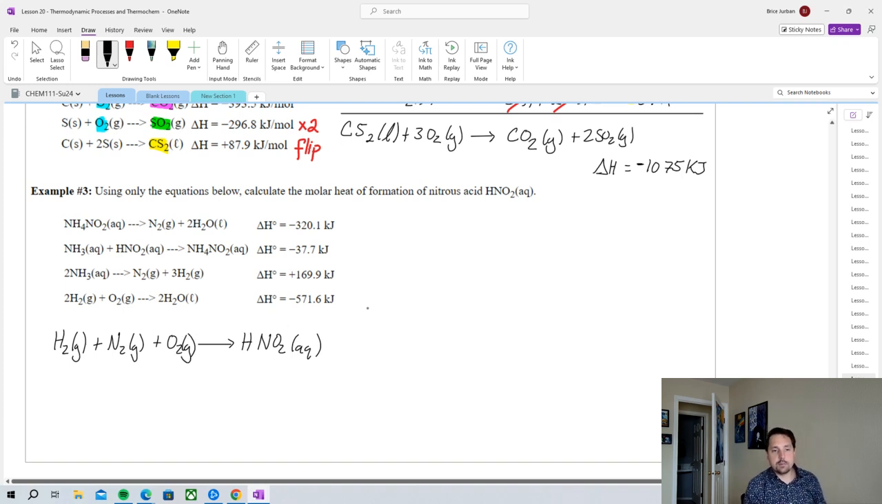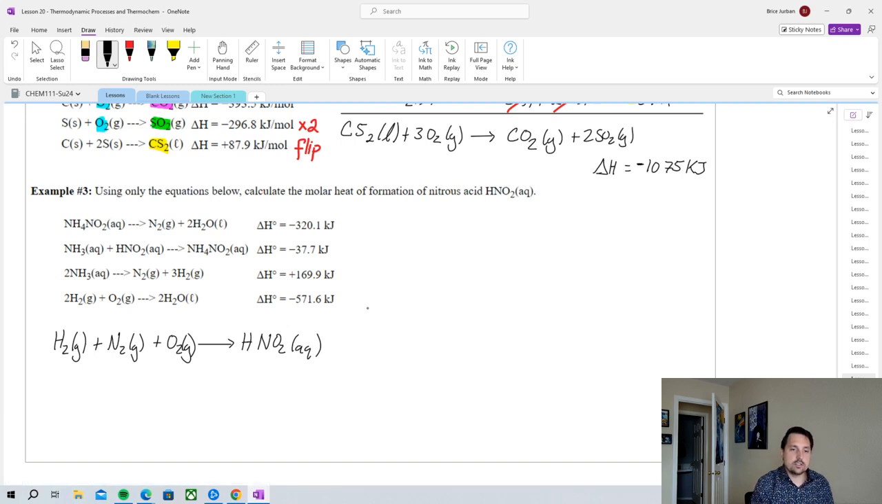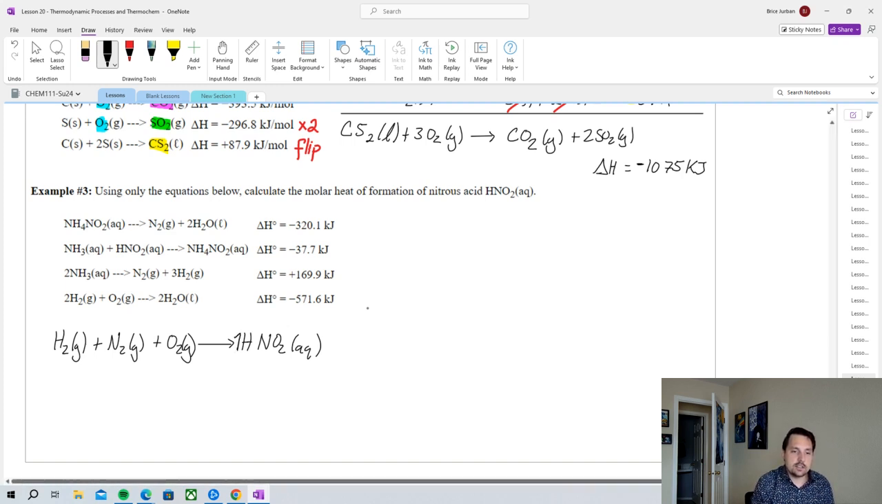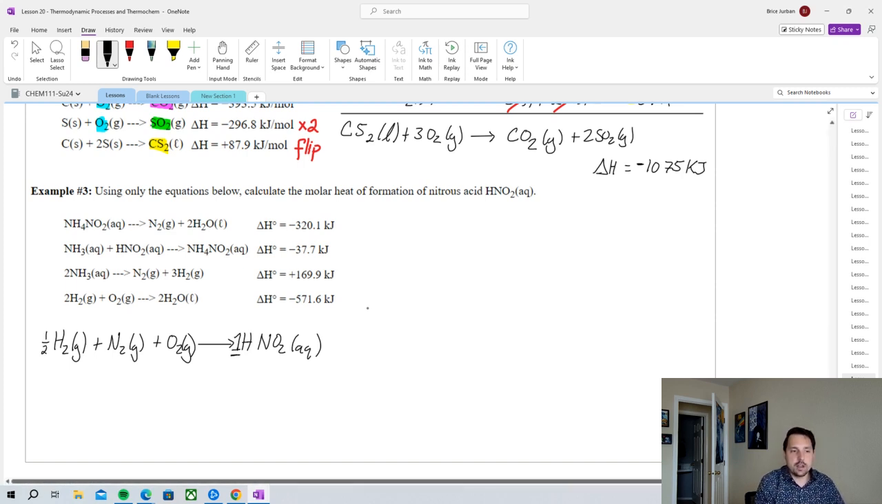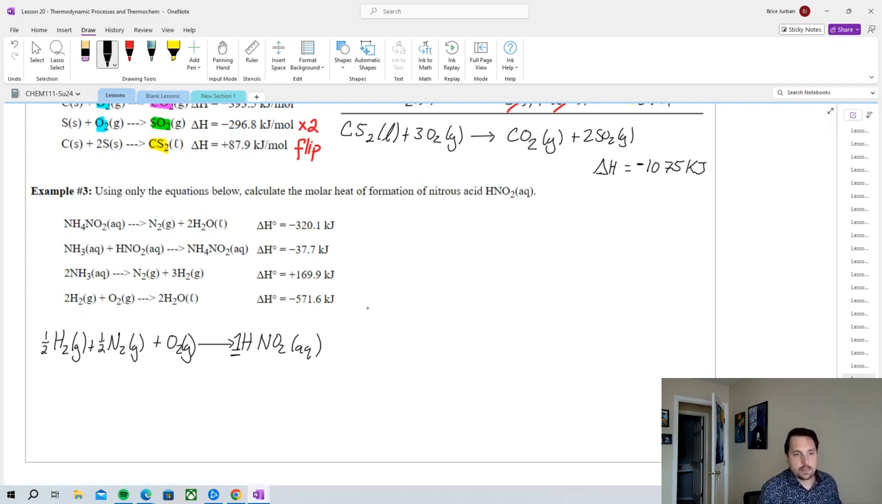Okay, now one thing we have to pay attention to is that when I balance this reaction, I want to make sure that this stays as a 1, because I need 1 mole of that. So to get 1 hydrogen on the left side, we'll multiply this by 1/2. To get nitrogen to be 1 on the left side, again, we'll multiply this by 1/2. And then the oxygen will stay the same as O2.